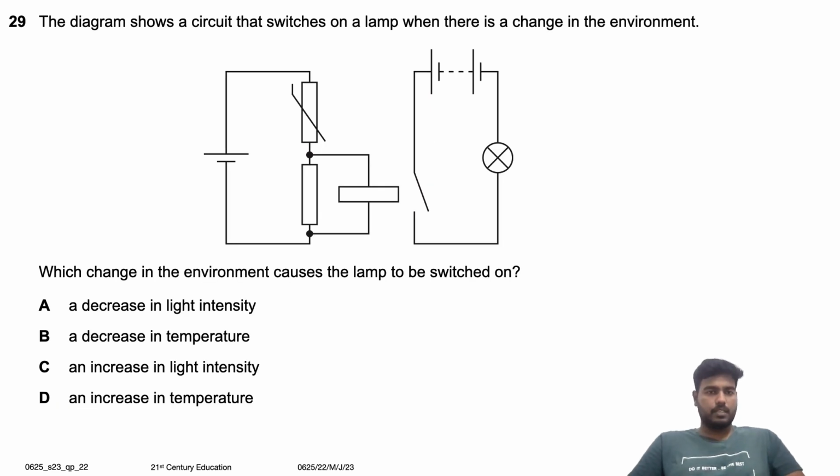The diagram shows a circuit that switches on a lamp when there is a change in the environment. Which change in the environment causes the lamp to be switched on? Okay, so we have a relay across the second resistor, the fixed resistor in the potential divider circuit. Now if the relay has to turn on, the voltage across the fixed resistance should increase. How will the voltage across the fixed resistance increase? If the voltage across the other resistance decreases. So the other resistance has to decrease. How will it decrease? If the temperature increases, the thermistor's resistance will decrease. So an increase in temperature will switch on the lamp.